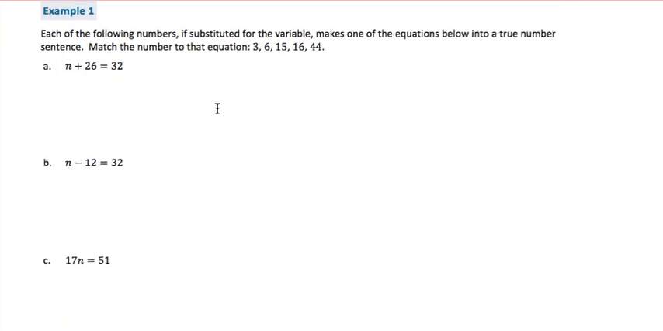Now, in our examples, we're going to be looking at equations, not inequalities. So equations have equal signs. They're asking us: each of the following numbers, if substituted for the variable, makes one of the equations below into a true number sentence. So we're going to match the number to the equation. These are the numbers we have to choose from. We need to select the one that makes each equation true.